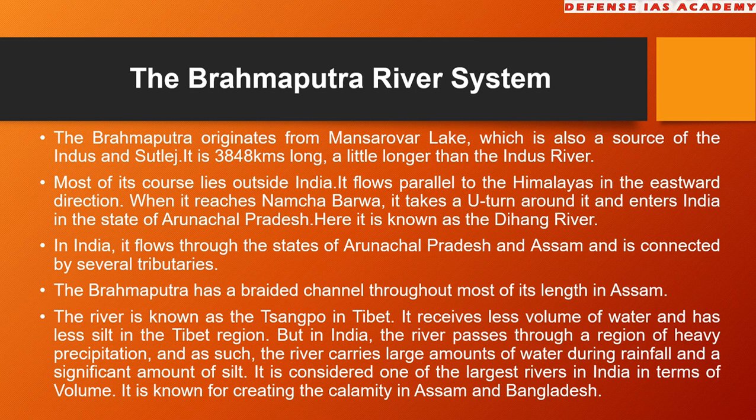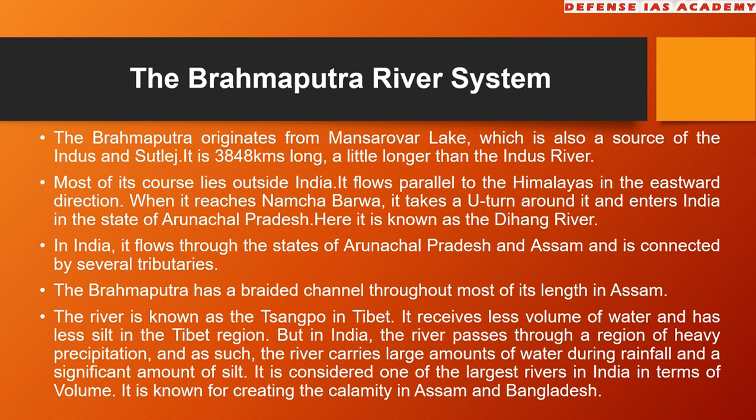Next is the Brahmaputra river system. It originates from the Manasarovar lake, which is also the source of the Indus and the Satluj. The Brahmaputra river system has a total length of 3,848 kilometers, and it's a little longer than the Indus river. Most of its course lies outside India.